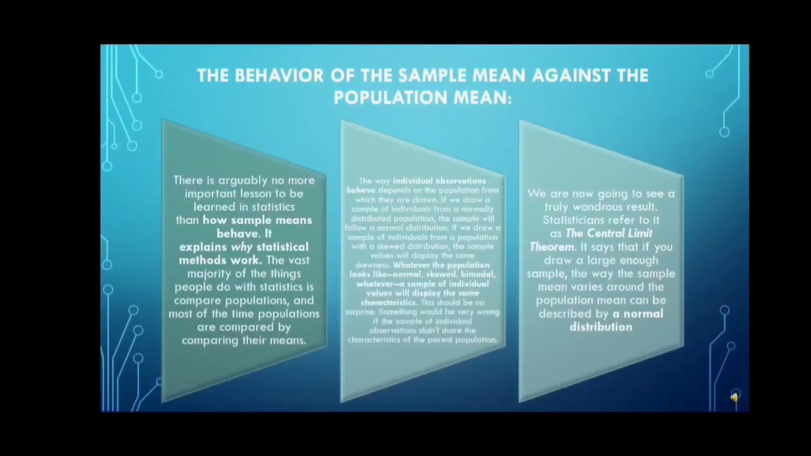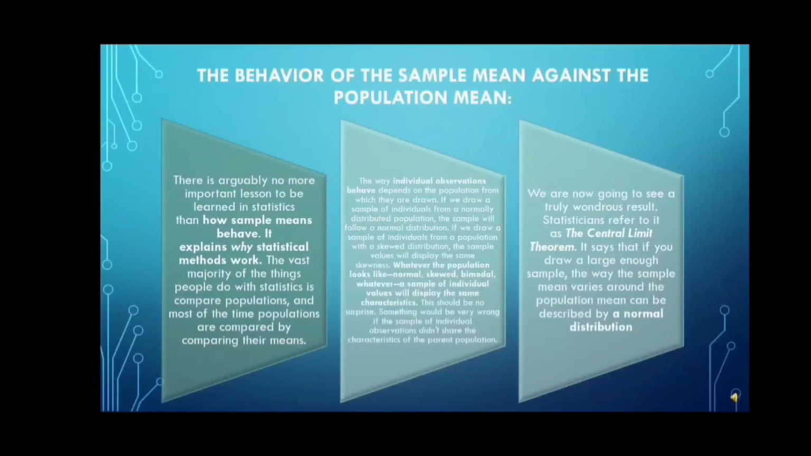The way individual observations behave depends on the populations from which they are drawn. If we draw a sample of individuals from a normally distributed population, the sample will follow a normal distribution. If we draw a sample of individuals from a population with a skewed distribution, the sample values will display the same skewness. Whatever the population looks like, normal, skewed, bimodal, a sample of individual values will display the same characteristics. This should be no surprise. Something would be very wrong if a sample of individual observations didn't share the characteristics of the parent population.